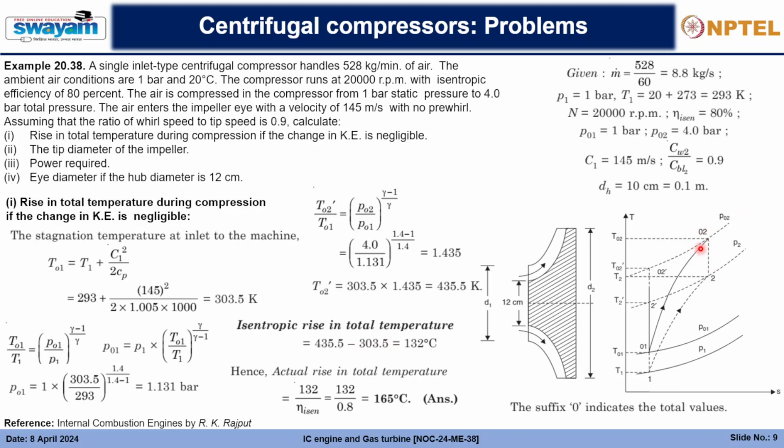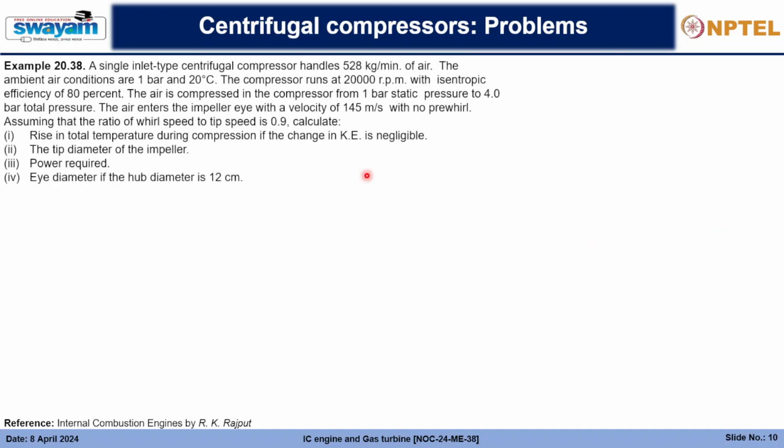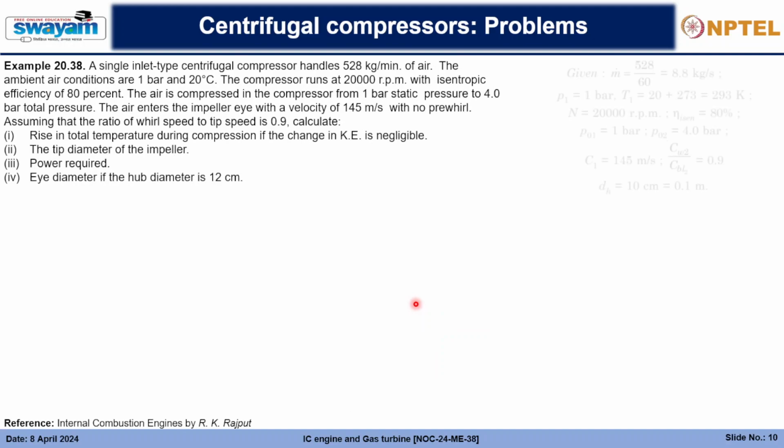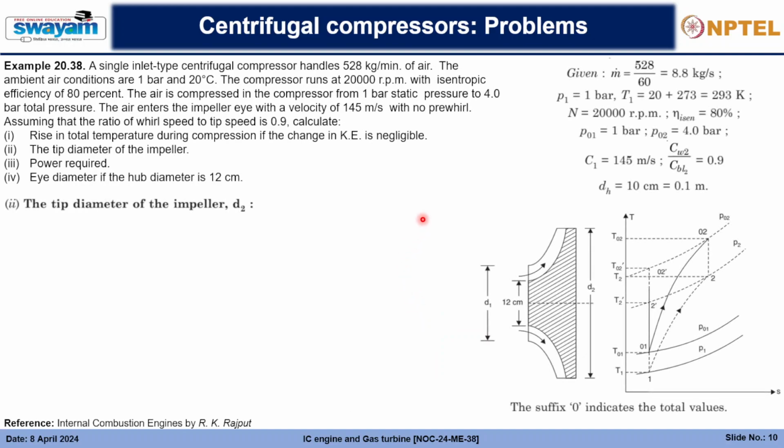So that's another way of doing the same thing, applying the same temperature-based formula that we had for isentropic efficiency. So we'll add it and we'll get the rise in total temperature. So that is 165, that is required. T02 is required, the total temperature rise, how much is it? 165 degrees Celsius. In the next case, we'll calculate the tip diameter of the impeller, that is D2.